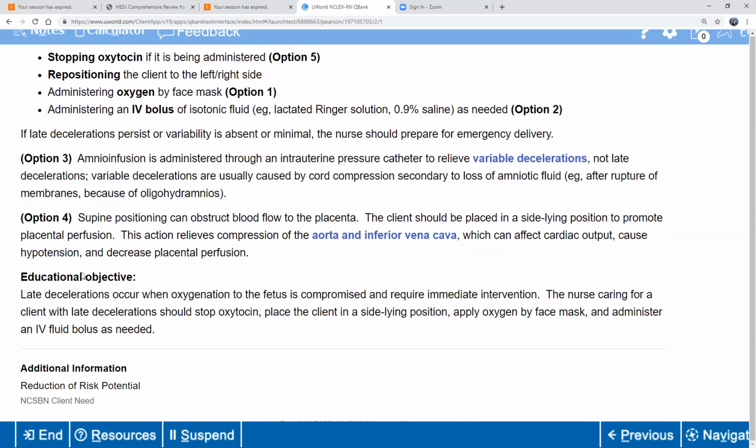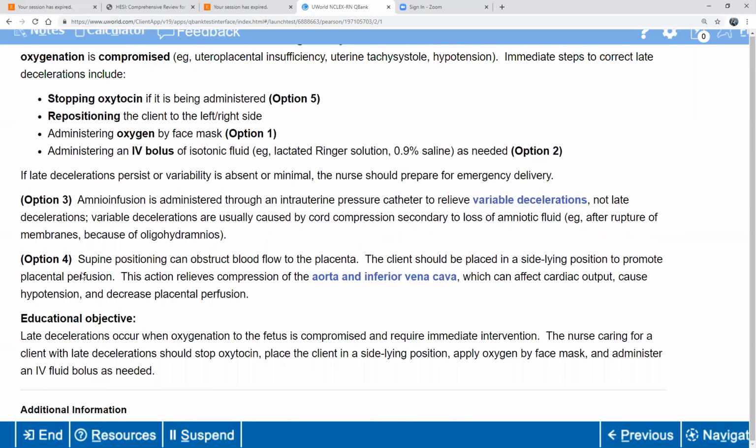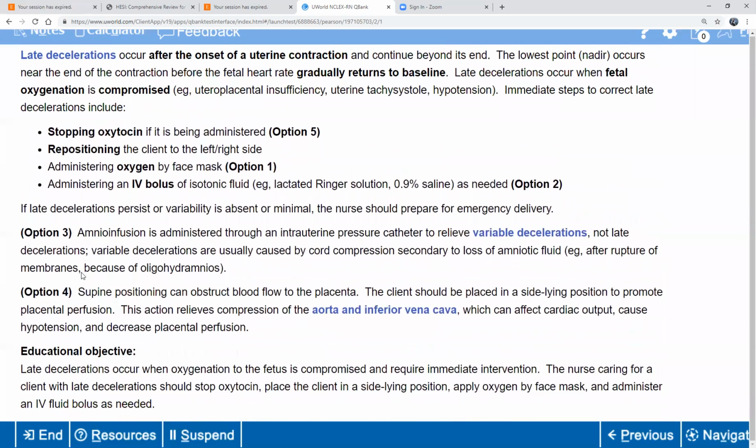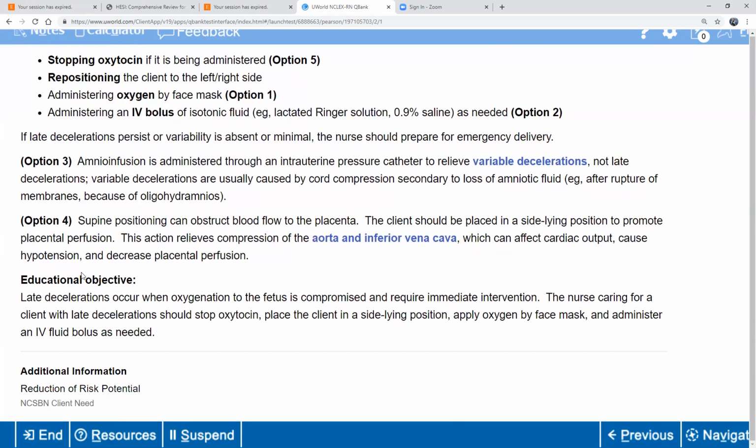Side-lying position, apply oxygen. Oh, administer IV bolus as needed. Must be for circulation. And administer IV fluid. But it doesn't say why though. Yeah. Well, let me see if I can figure it out. Let's see. For late decelerations. Okay, so I'm thinking because it might help with some sort of infusion, maybe the placental infusion.